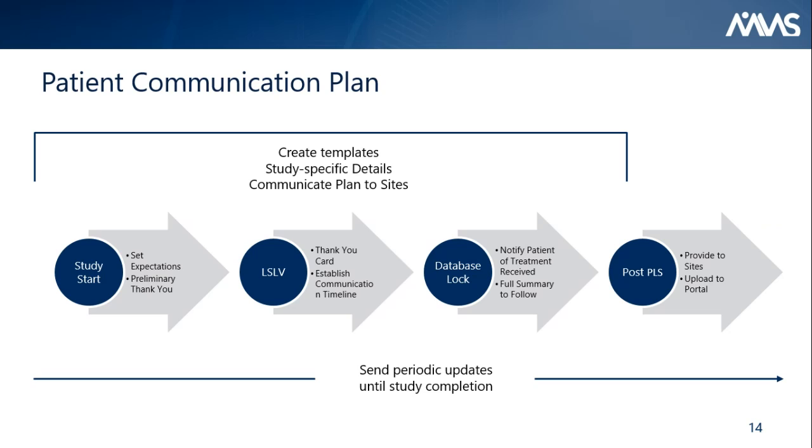So at study start, a sponsor may send out an initial thank you card thanking patients for their participation and their contribution, and this serves to let them know what they can expect to receive in the way of future communications. Then at last subject, last visit, sponsors may want to again thank participants for their participation and let them know when they'll be receiving a plain language summary of the trial results. At database lock, sponsors may elect to let patients know that the results of the specific trial arm to which they were randomized may be disseminated. And then of course, the plain language summary is made available no later than 12 months after study completion.